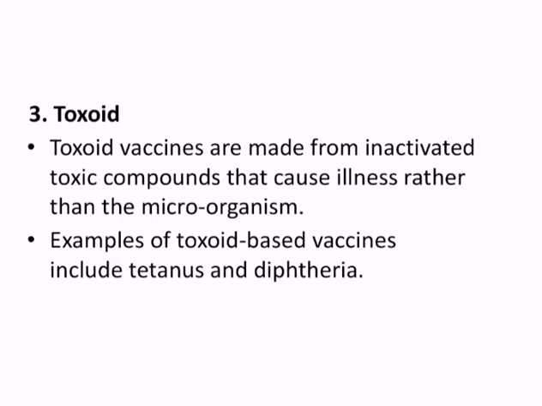النوع الثالث من الفاكسين بنسميه toxoid vaccine، ومن الاسم بتاعه هي عبارة عن vaccine made from an inactivated toxic compound that causes illness rather than the microorganism. النوعين الأوائل عبارة عن يعني إما killed أو attenuated microorganism، ده بنشيل اللي هو التوكسيك كومباوند لكن لازم تكون inactivated. Examples of toxoid-based vaccines include tetanus and diphtheria.